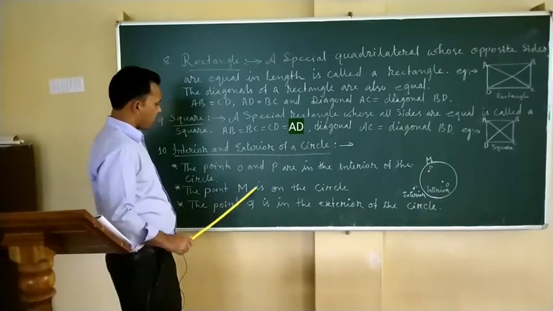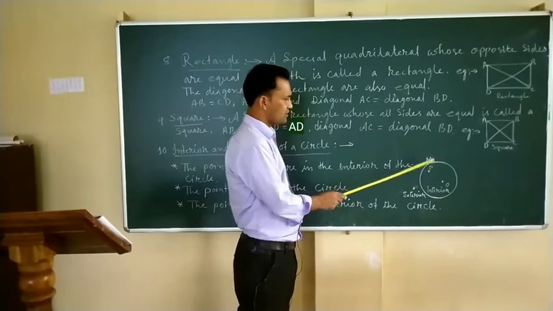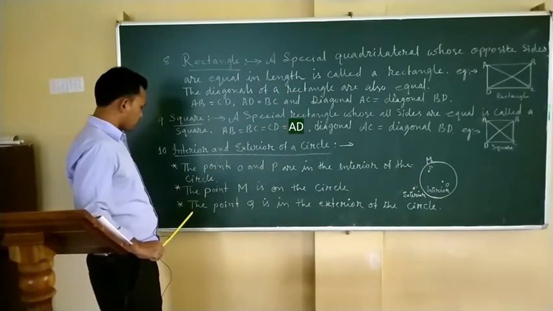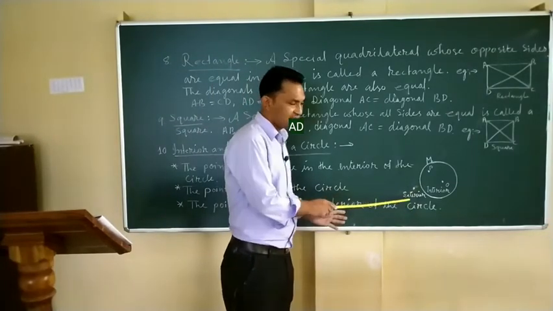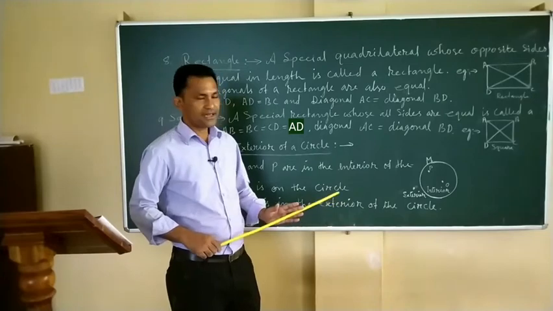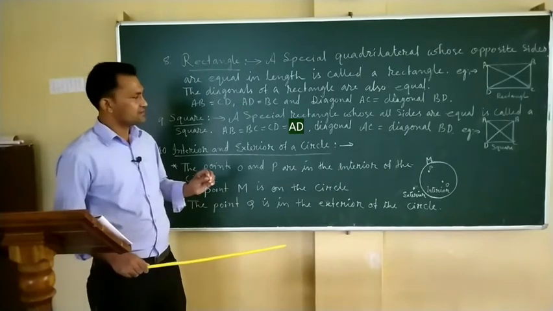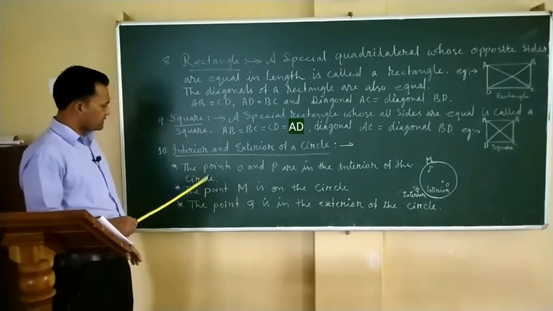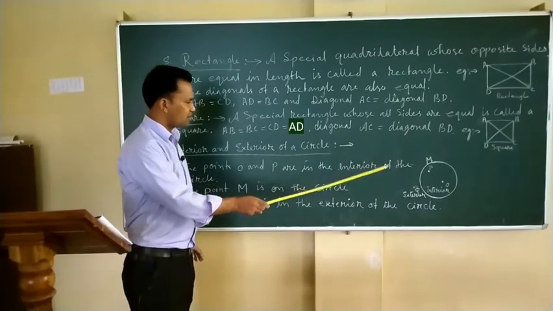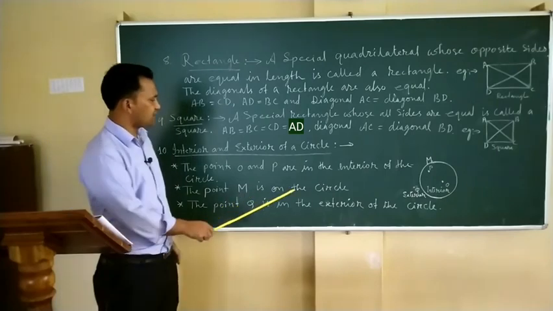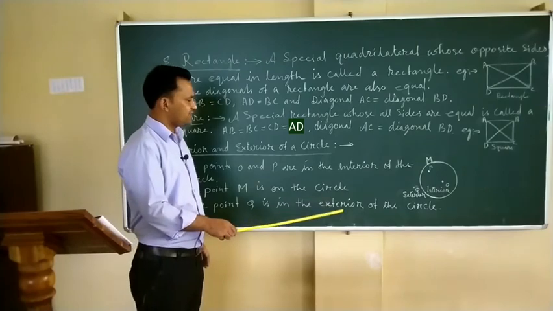Point 2. The point M is on the circle. M is where? On the circle. Point number 3. The point Q is in the exterior of the circle. That means outside of the circle. Okay. So this is the interior and exterior of a circle. Here I have given the 3 points. Okay. The points O and P are in the interior of the circle and the point M is on the circle and the point Q is in the exterior of the circle.